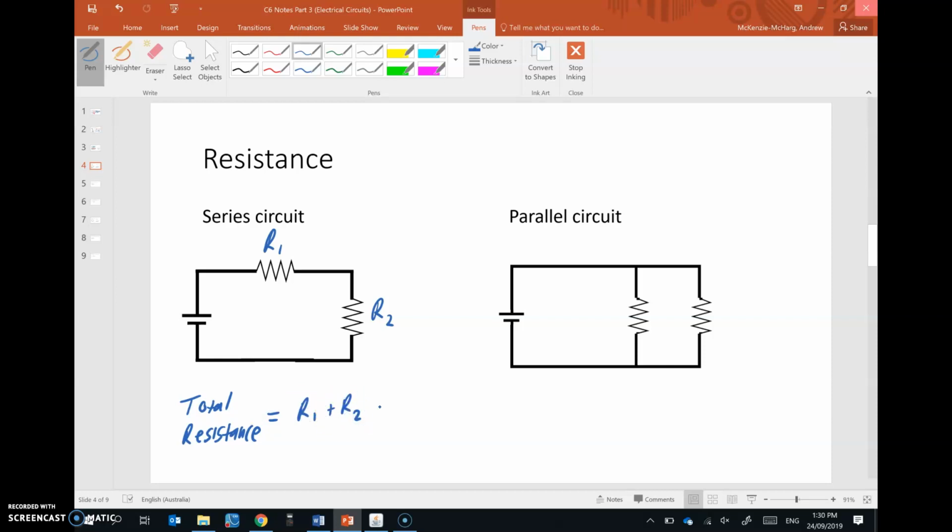It's quite simple. So let's say that this was a 5 ohm resistor and this was a 2 ohm resistor. Just making up a couple of numbers. That would mean that the total resistance of this circuit is 7 ohms, because 5 plus 2 is 7. So resistors in series, very simple. We just add up all the resistors and that's the total resistance of the circuit.